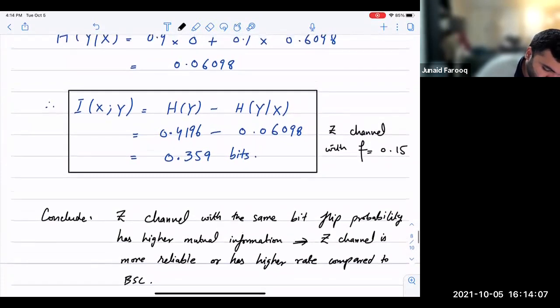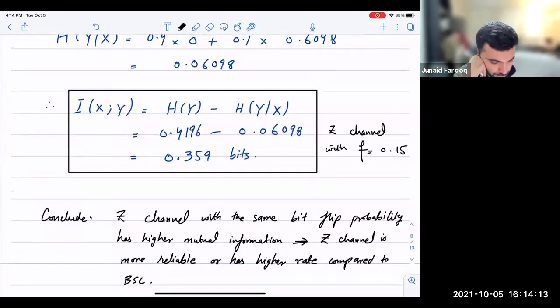Now, we computed the mutual information for a fixed bit flip probability. But when we want to find out the capacity of the channel, we look for the maximum mutual information that can be achieved by the channel for any bit flip probability. Right, so that will give you the best that the channel can do in terms of mutual information.